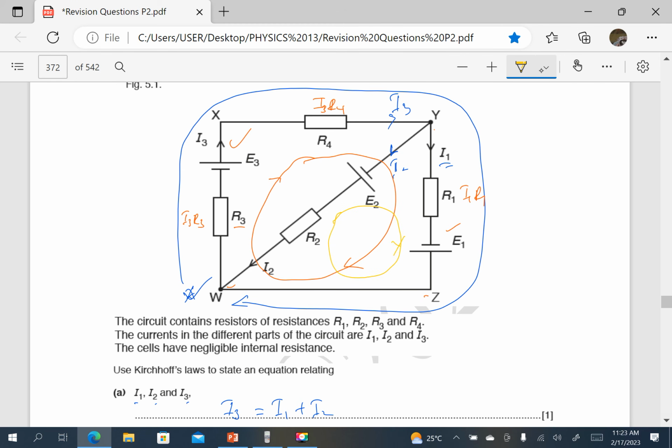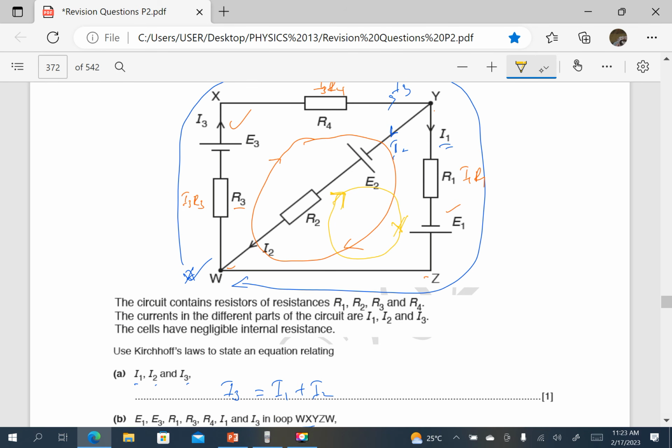From Y to Z to W back to Y. It is still a clockwise loop. So there are only two cells, E1 and E2. And when you move around the loop, you see that the cells are in opposite directions.